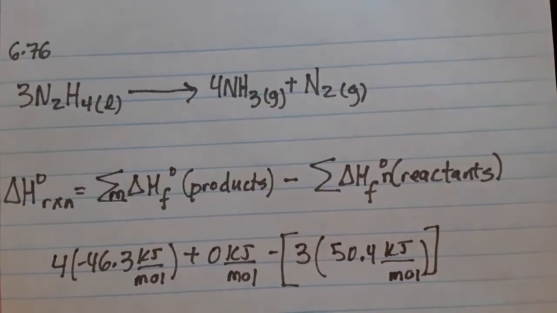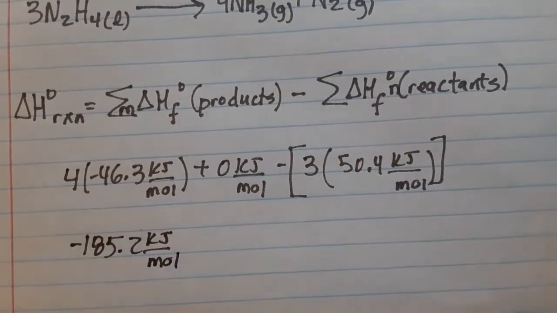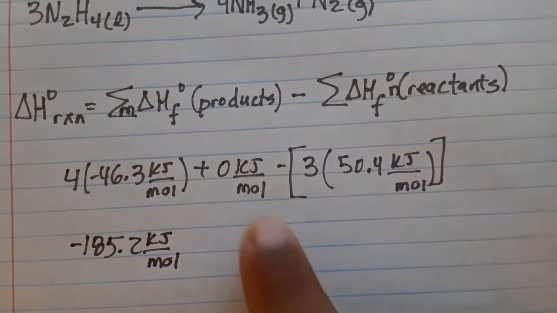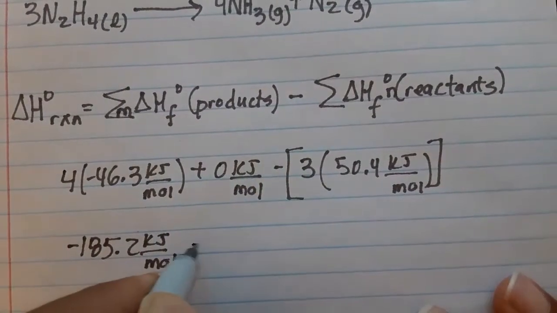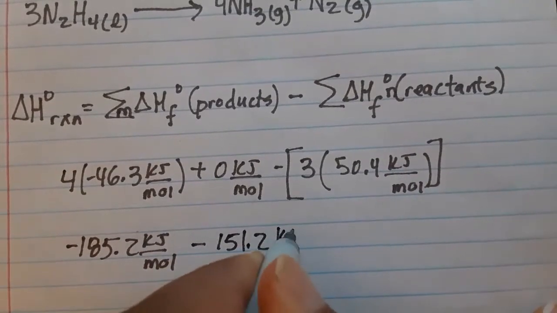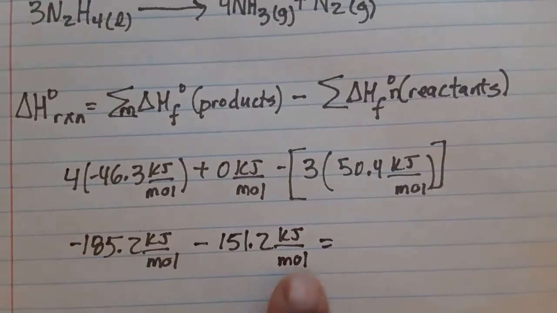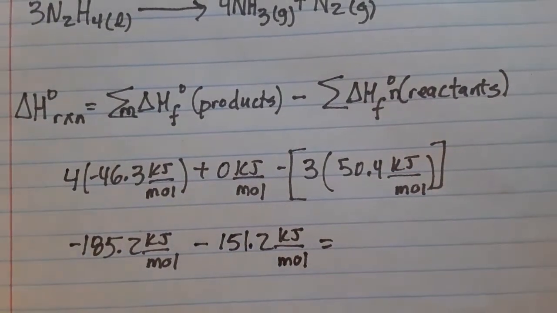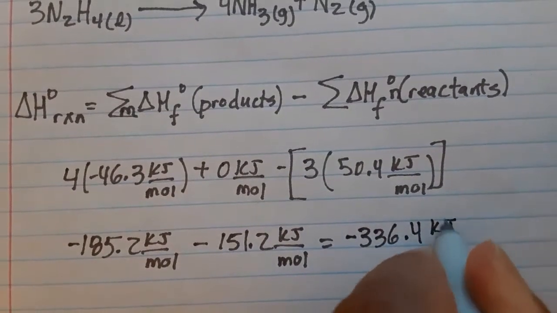So doing this math, 4 times minus 46.3 is minus 185.2 kilojoules per mole, plus 0 is 0, plus 0 minus 3 times this number here, so it's minus 151.2 kilojoules per mole. And minus 185.2 plus minus 151.2 gives us minus 336.4 kilojoules per mole.